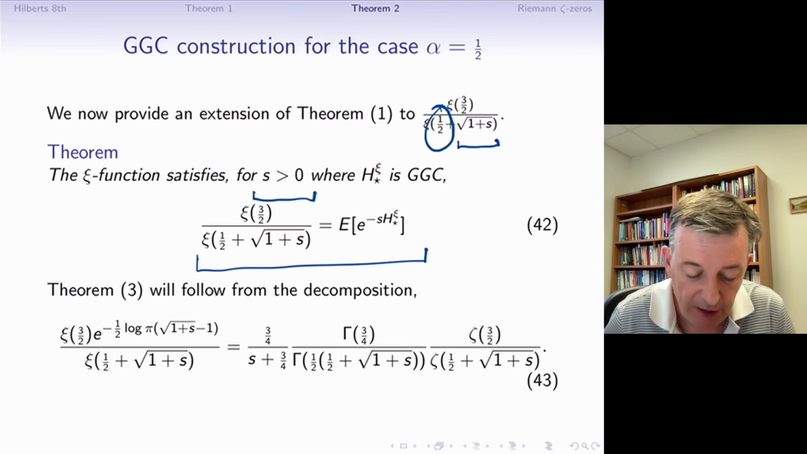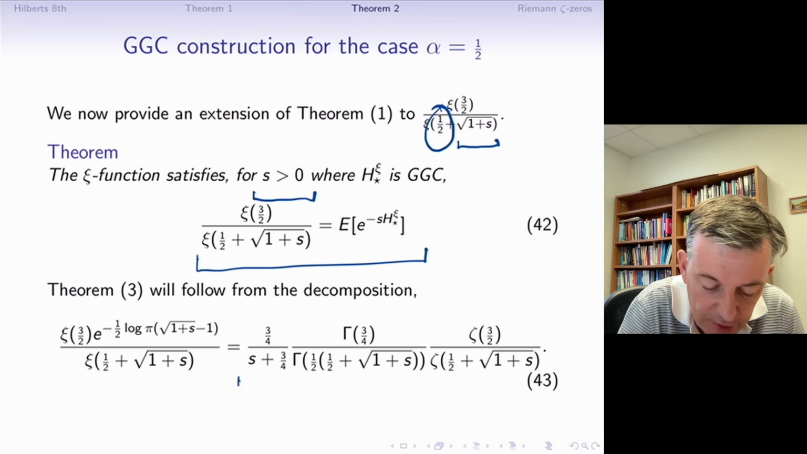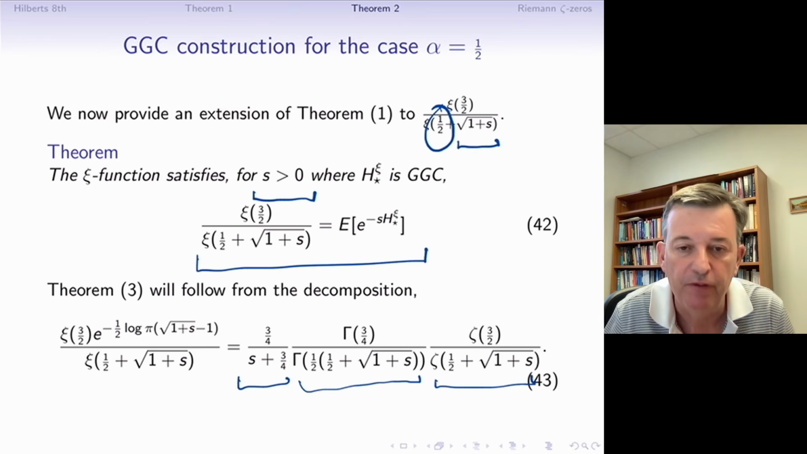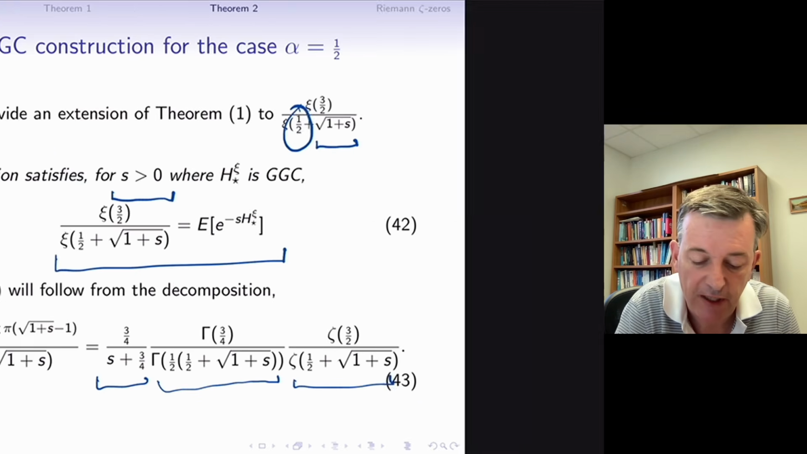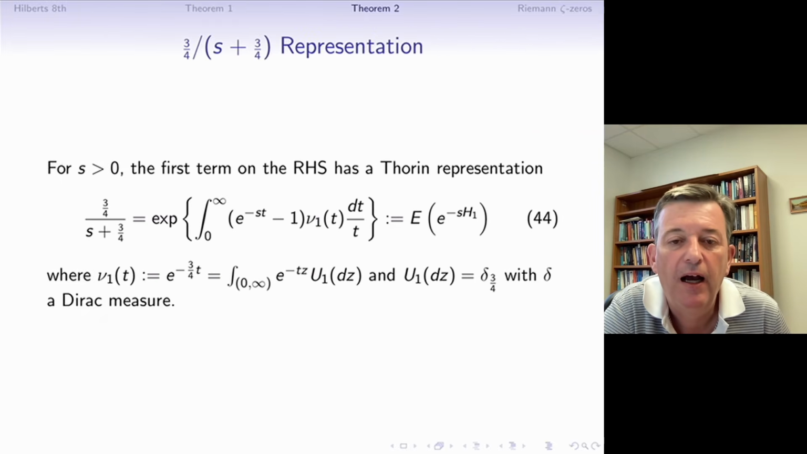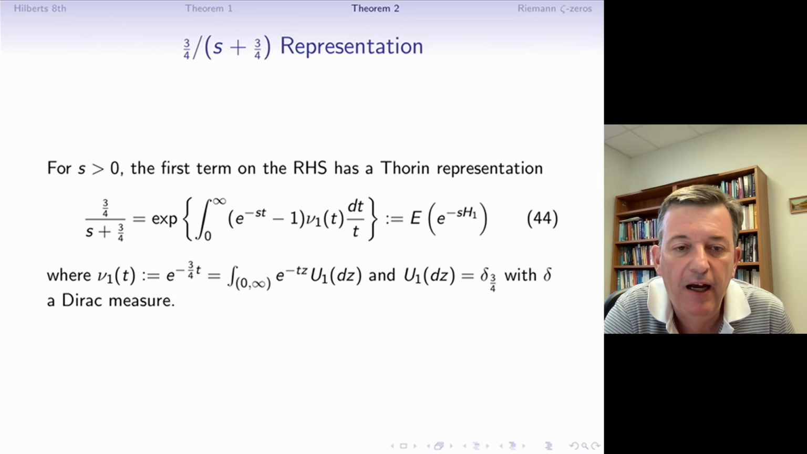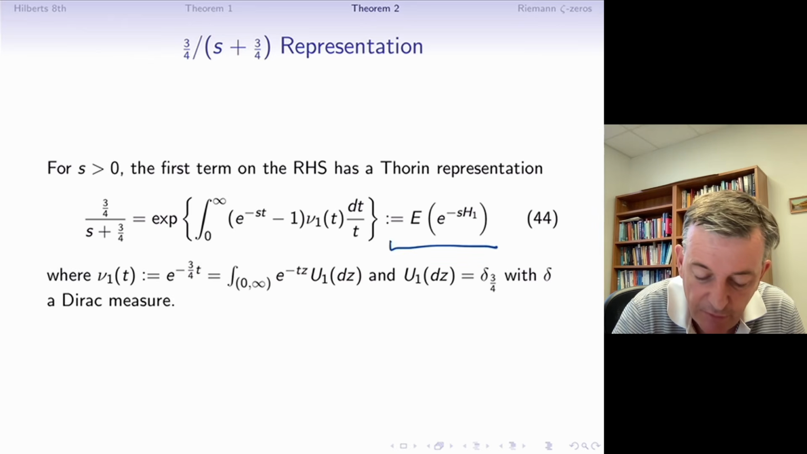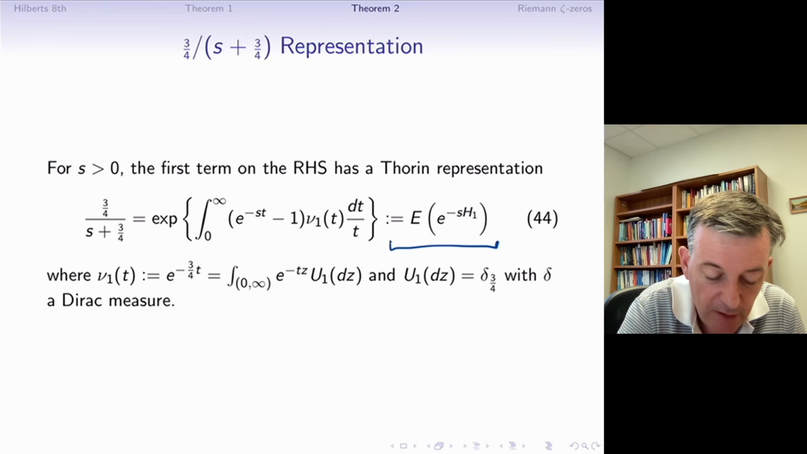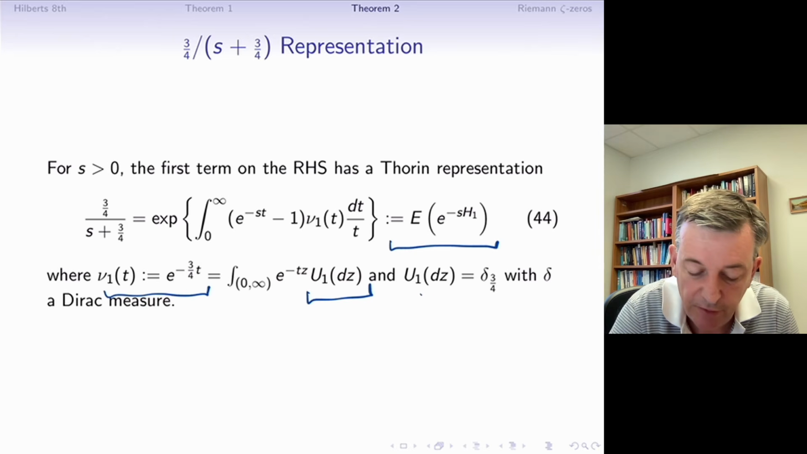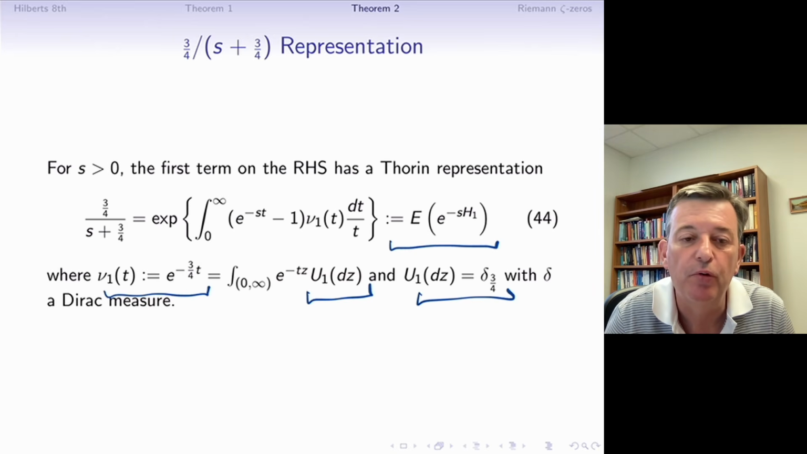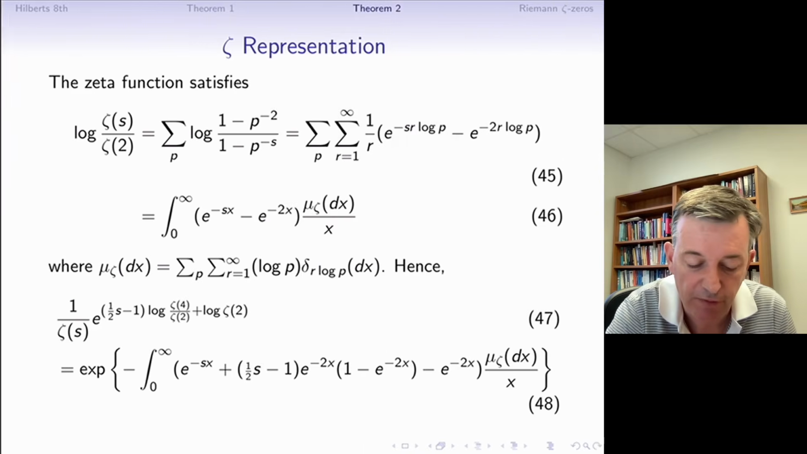So 43 substitutes in. Just as before, we essentially have a product of 3 terms, and we have to take each term separately. The first term we can just directly represent as a Thorin measure. Again, essentially Frullani's formula: we can write the first term as a Laplace transform. We know exactly what the Thorin measure is. It's essentially a Dirac delta function evaluated at 3/4. So the first term is straightforward.